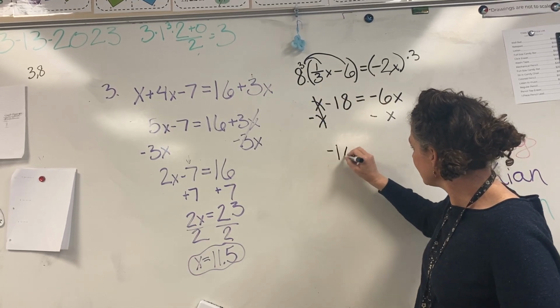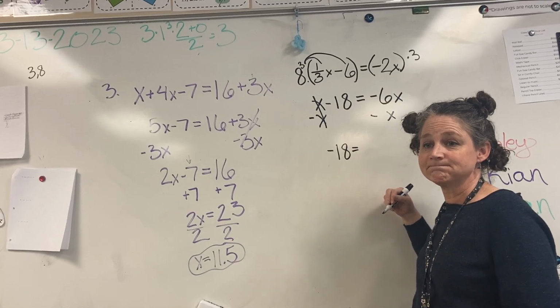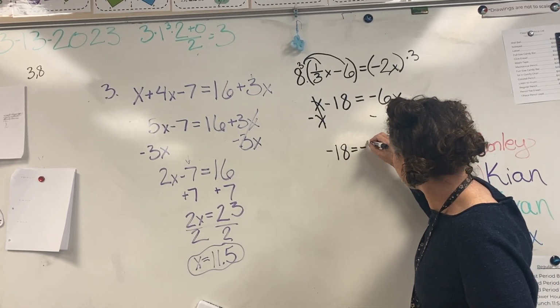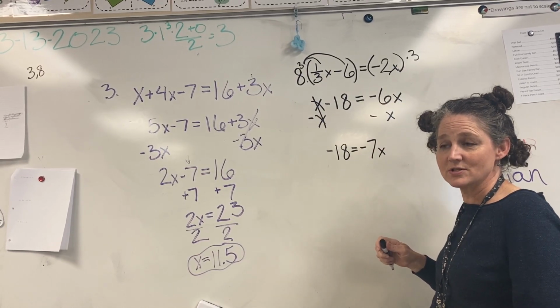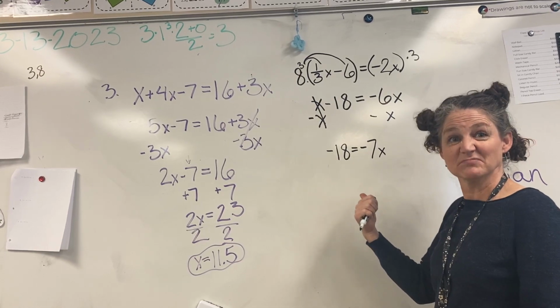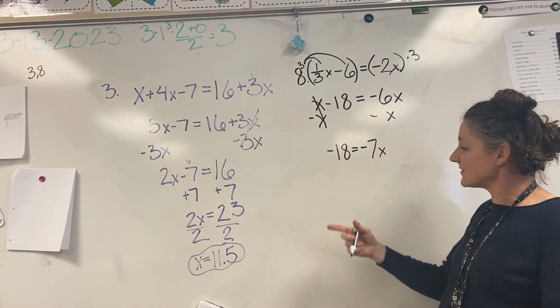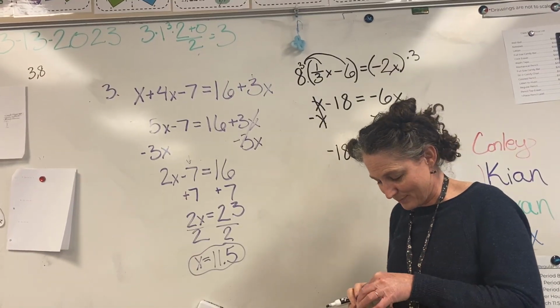We end up with negative 18. What's negative 6 minus 1? Negative 7. Negative 7x. Do you guys remember how we reviewed addition and subtraction of negatives before we started this unit? This is why we reviewed that. All right, I have a negative 7x equals negative 18. Sticks of destiny. What's my last step?